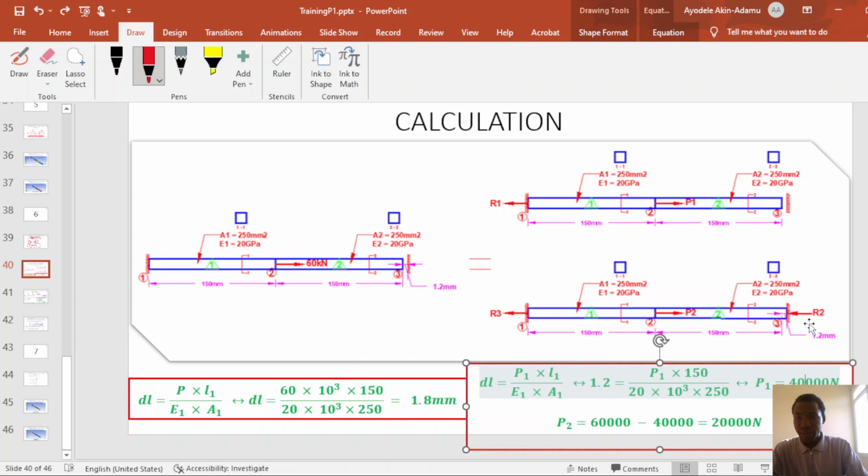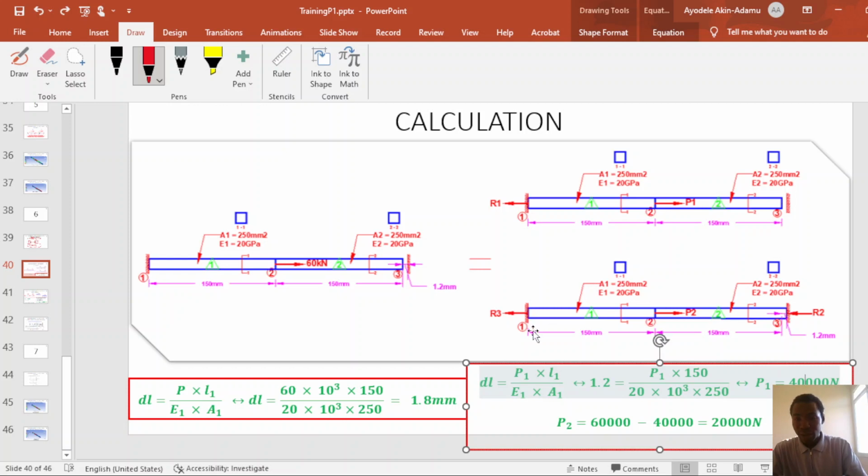Also, how do we get the direction of this reaction? That's another question you would like to ask me. If P2 stretches finite element 1 in tension, that means the reaction at node 1 will point to the left. That is R3. You can see it pointing to the left. And if finite element 2 is in compression, it means R2 will also point to the left.